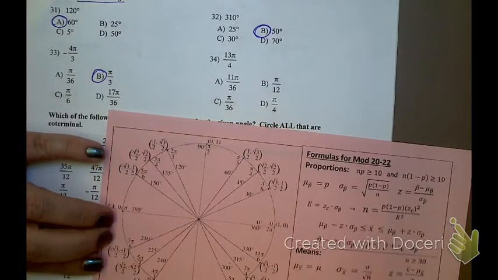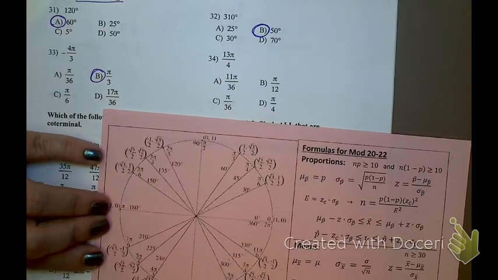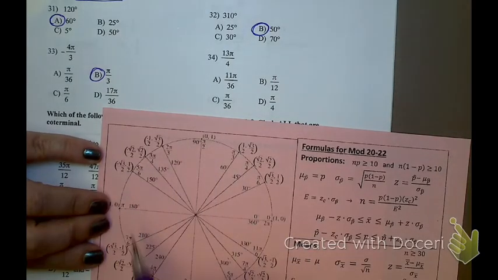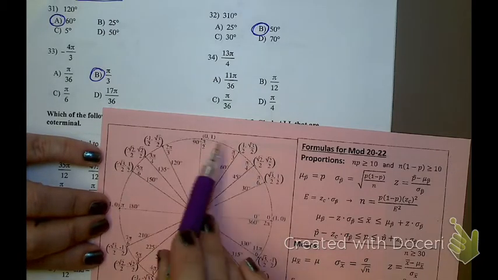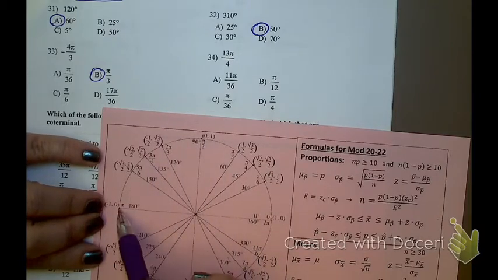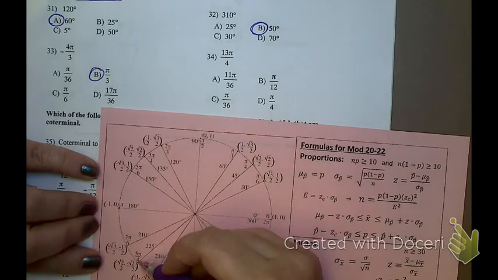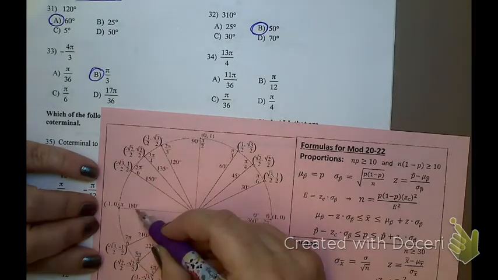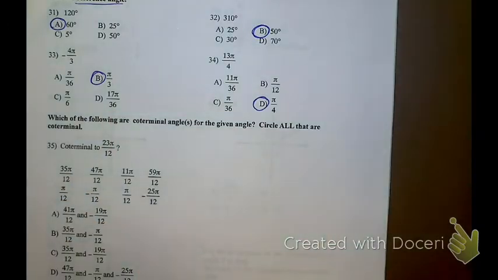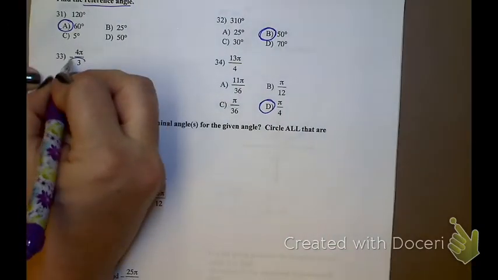And 13 pi over 4, is that on my, let's see, we have 1 pi over 4, 2, 3, 4, 5 pi over 4, 6 pi over 4, 7 pi over 4. This would be 8, so I'm going to keep going. 9, 10 pi over 4, 11 pi over 4, 12 pi over 4, 13 pi over 4. How far is it from the x-axis? Just pi over 4.